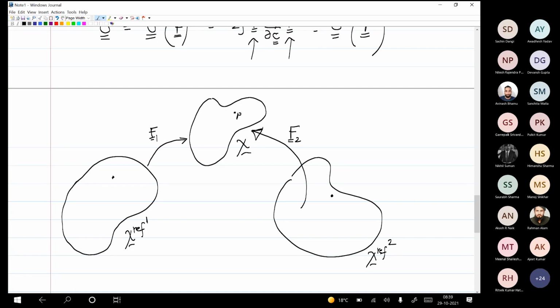But if I ask you this question, what is sigma in the body? Is it going to depend on the reference configuration? Let us suppose you do analysis with respect to this reference configuration and find out some sigma in this current configuration of the body. And you do another analysis with respect to this reference configuration and again find out sigma. Will they be different or will they be the same? What do you think?